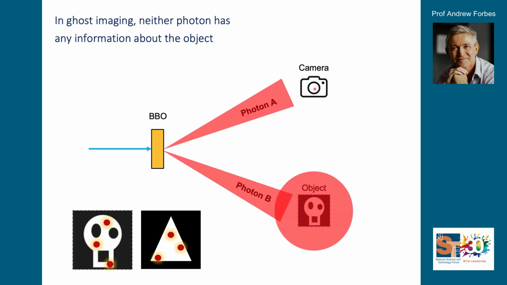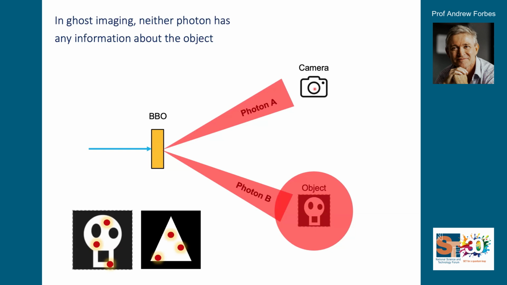So try to picture the situation. Two photons are going to opposite ends of the room. The one passes through the object, but I collect it in a way that it knows nothing about the object. And the other one, which has never seen the object or interacted with it in any way, goes to the camera. So neither photon has any information about the object. So what do we see on the camera?